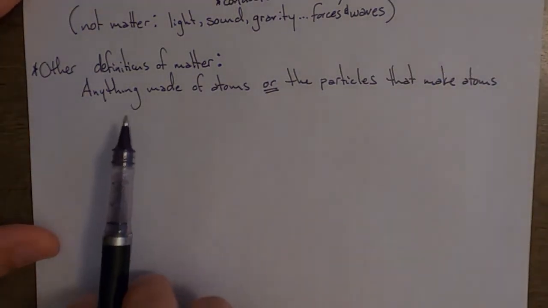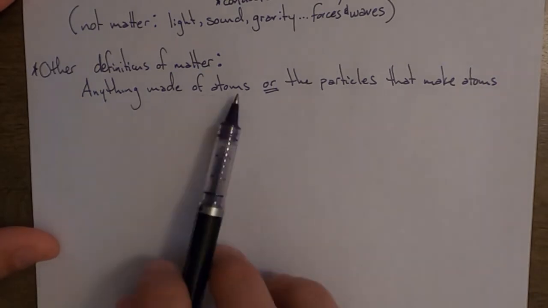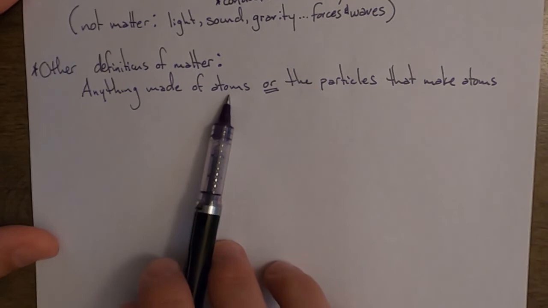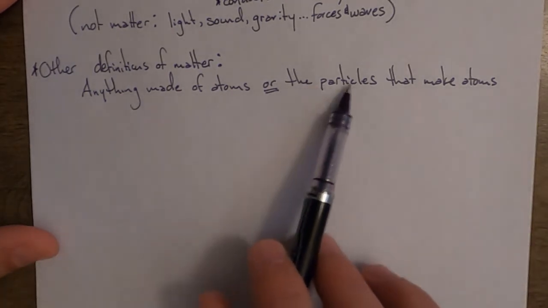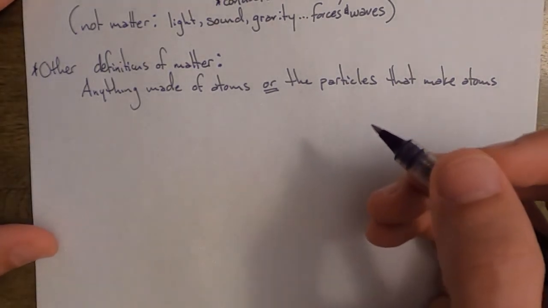Other definitions of matter, aside from it being things that have mass and volume, include a more precise definition, though we haven't gone over exactly what this term means, atoms, but it would be anything that is made of atoms or the particles that atoms are made of, meaning protons, neutrons, and electrons.